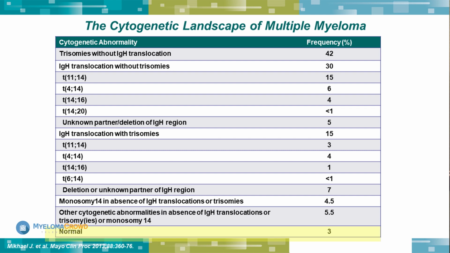So if your FISH testing comes back completely normal, the question is, was it a good sample? But if you're in remission, it should be normal. So just to let you know. And it also depends on what probes are being used. If your FISH probe set only looks for high-risk lesions and you don't have them, your FISH report will come back normal. So that's important to keep in mind.